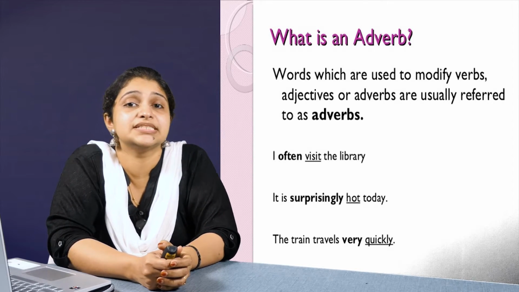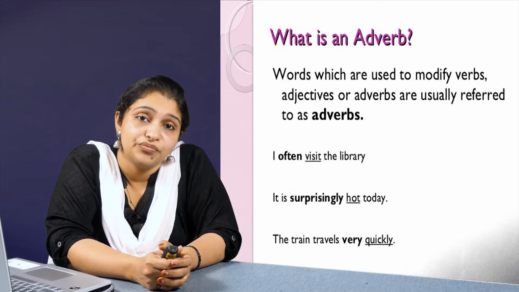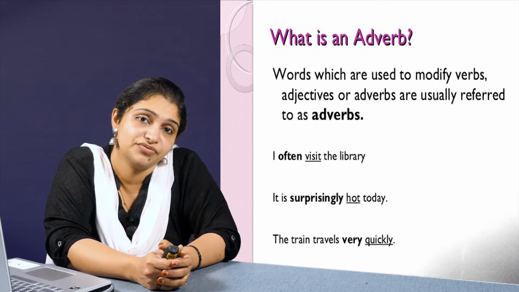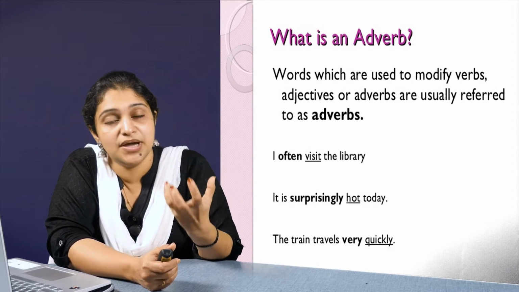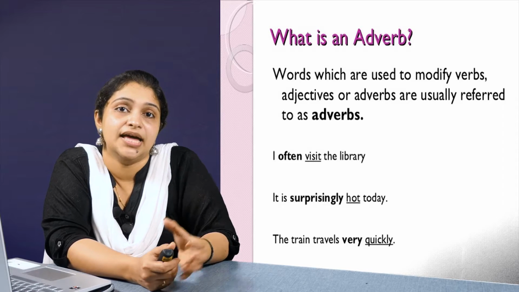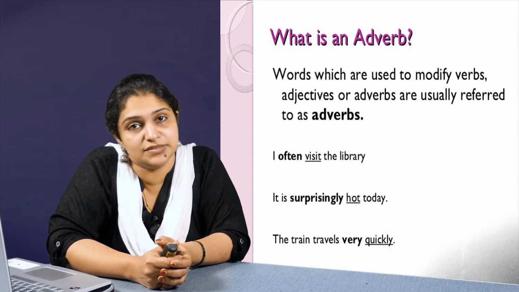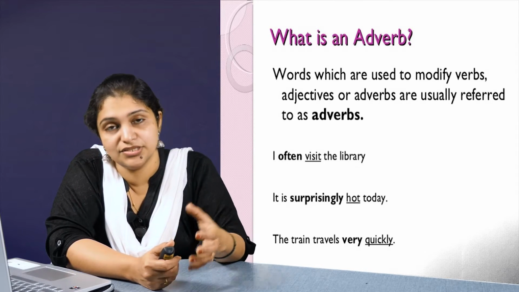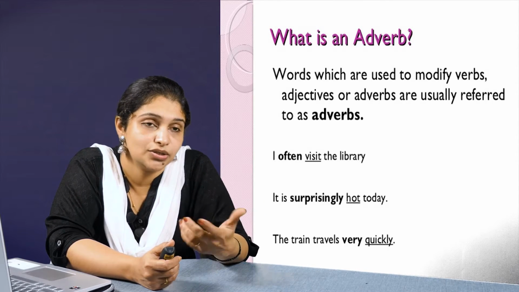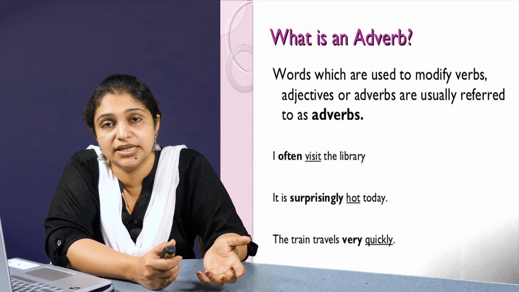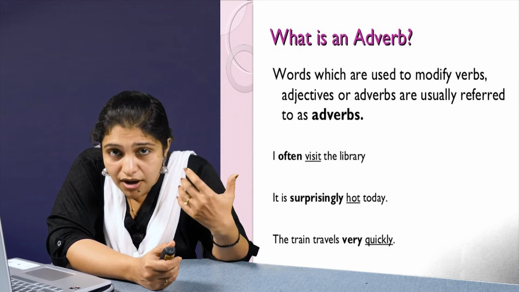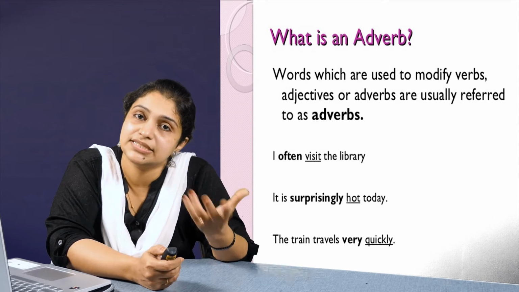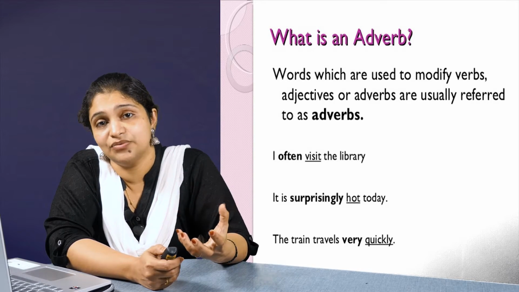The train travels very quickly. Very quickly is the adverb which modifies the action verb traveling. And I do visit the library often. That is, you are a frequent visitor to the library. It doesn't show that you are there for today only, or that you are seldom there. No, you visit the library every now and then. All these details you understand from the adverb often.